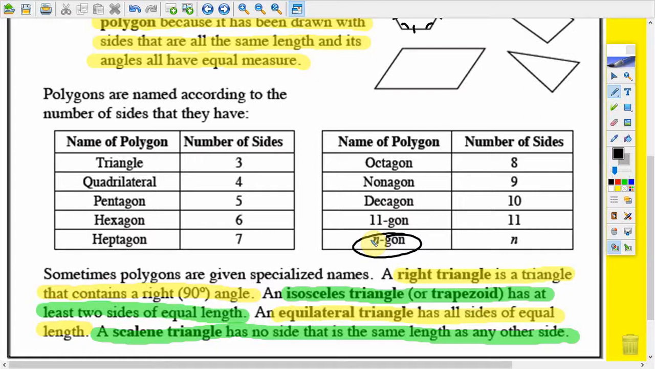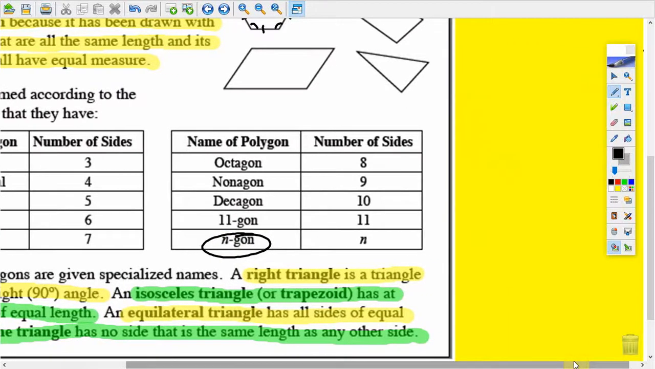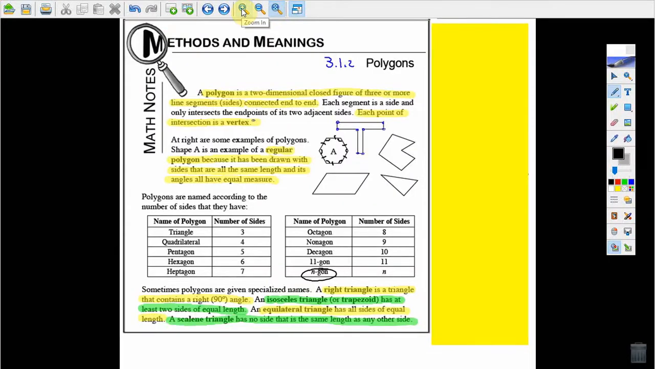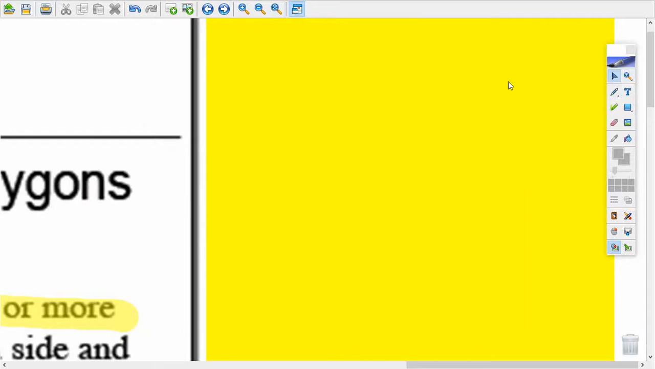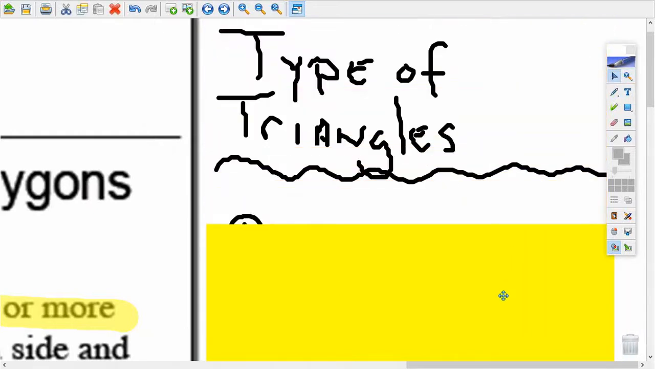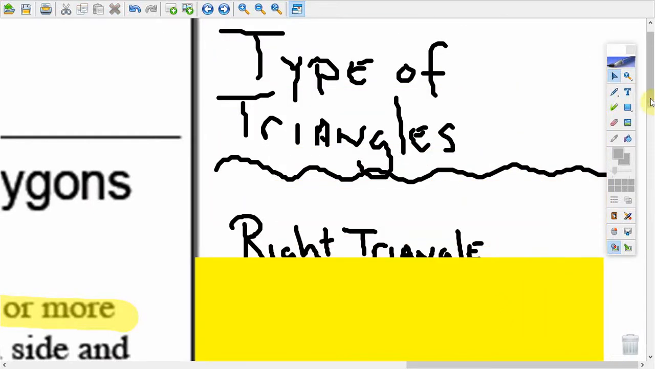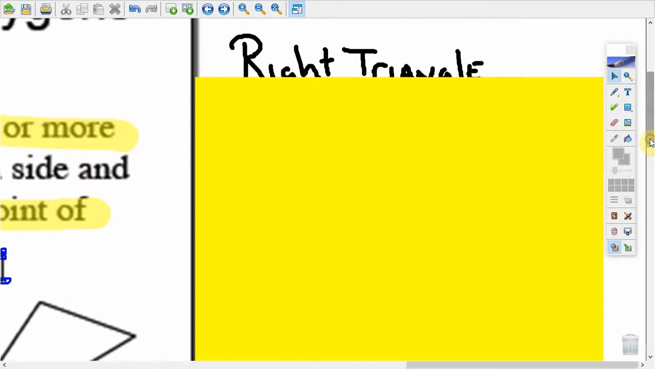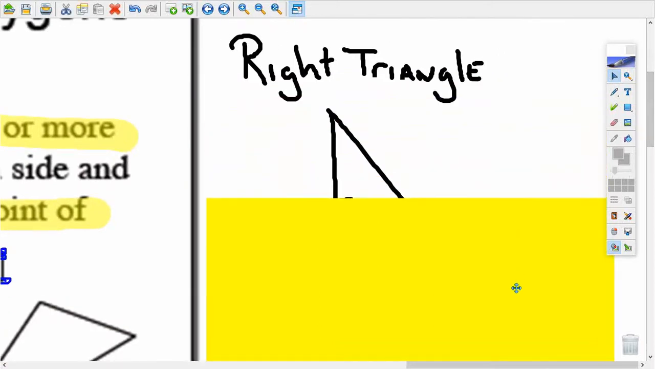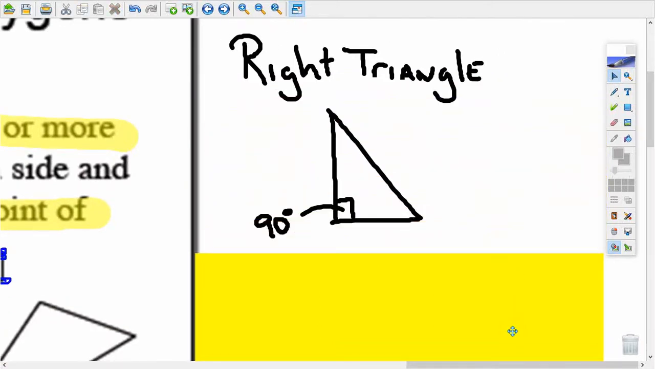Alright, and sometimes polygons are given special names. These are all related to triangles right here. And instead of doing this right here, I'm going to talk about them off to the side here. So let me zoom in on this. So, types of triangles. The first one we're going to look at are right triangles. Right triangles are called right triangles because they have one 90-degree angle.